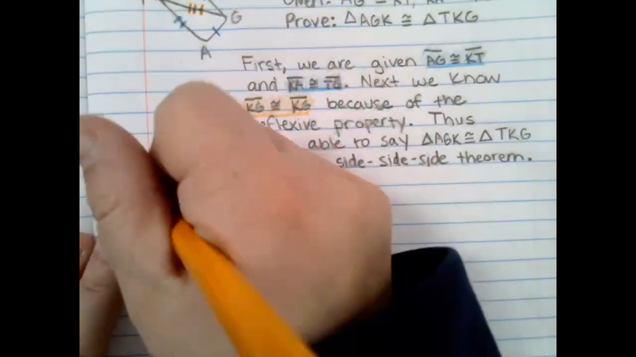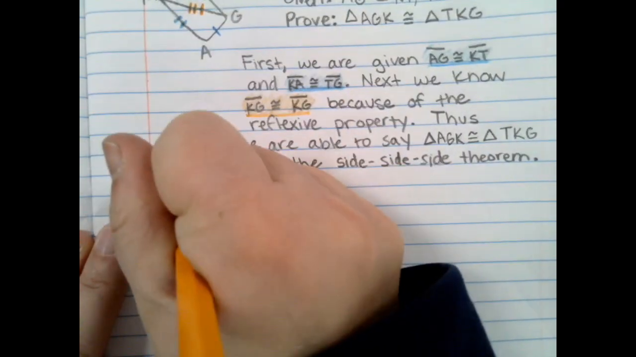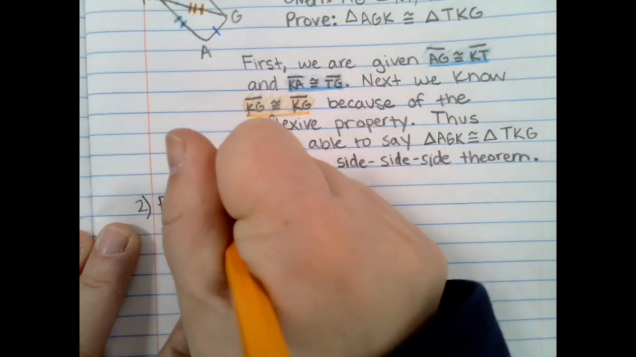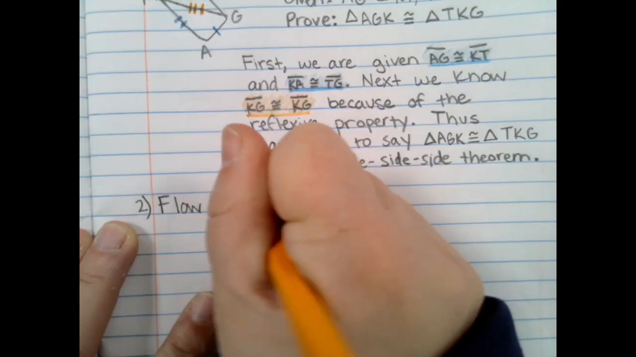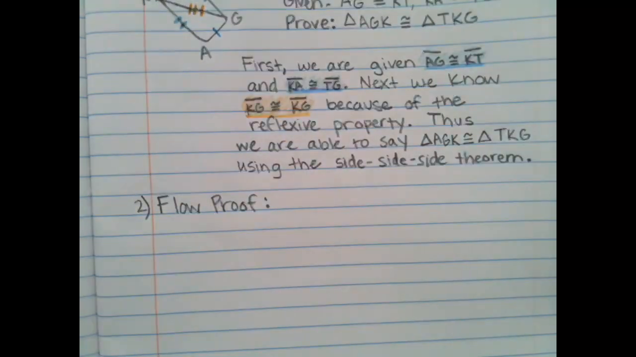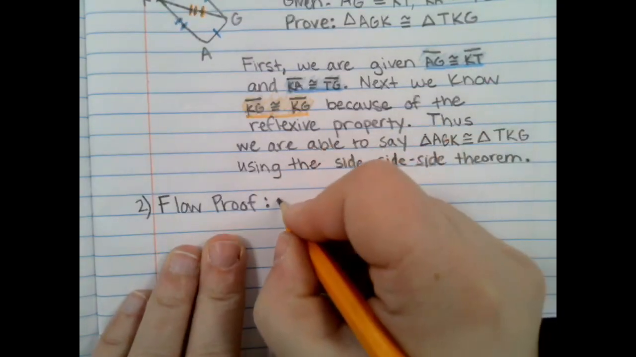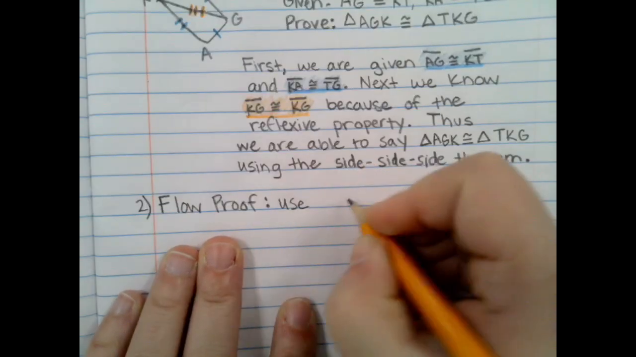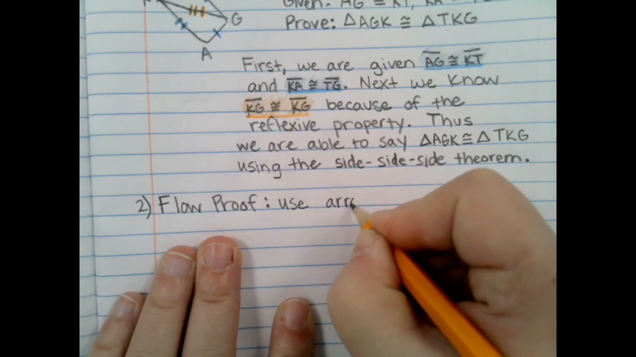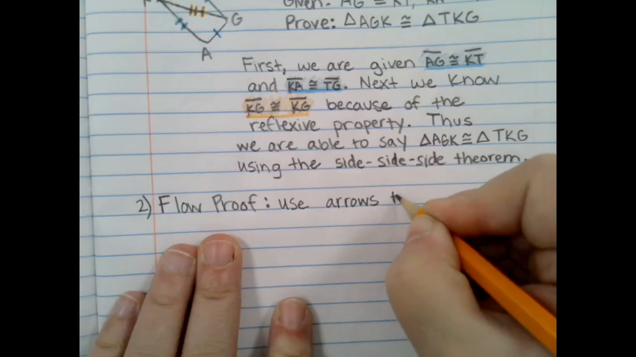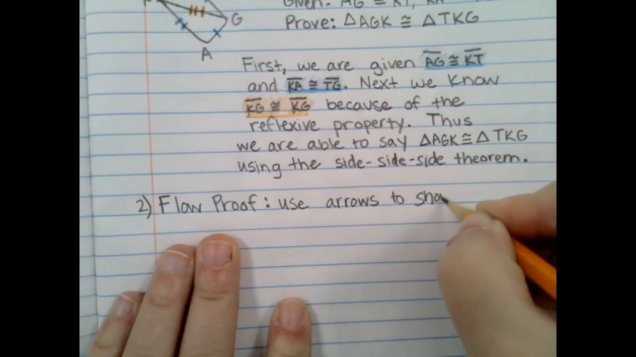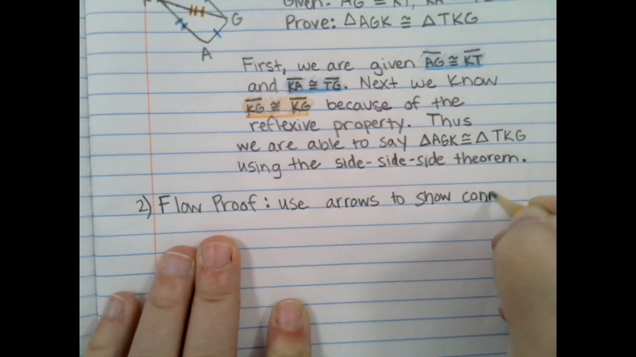Okay, number 2, we're going to do a flow proof. If you think of a river flowing, it's kind of like all rushing together, joining in at different parts. For our flow proof, we use arrows to show connections. And I really, really like flow proofs.